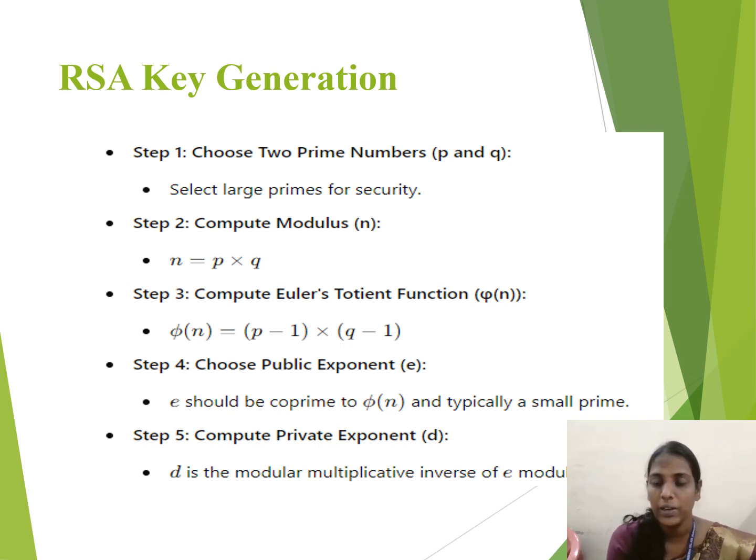The next step is to compute the modulus n. The next step is to find phi of n with the help of Euler's totient function, so phi of n equals (p minus 1) times (q minus 1). The next step is choosing a public exponent e value. Then last, we find the d value. d is the private exponent, that is the multiplicative inverse of e modulo phi of n. These are the five steps we use to produce the keys.